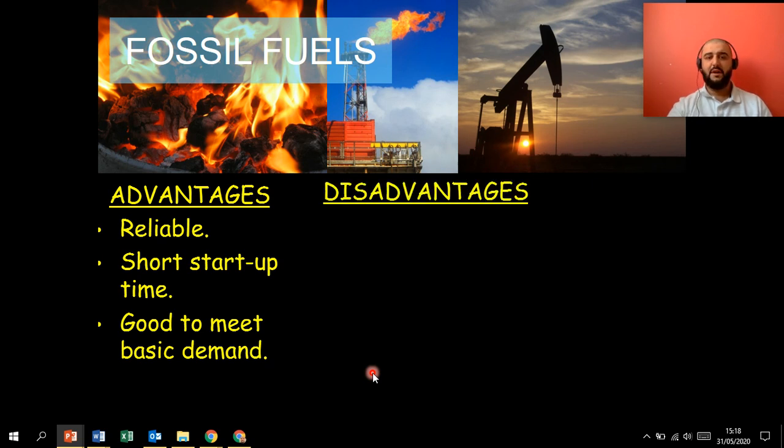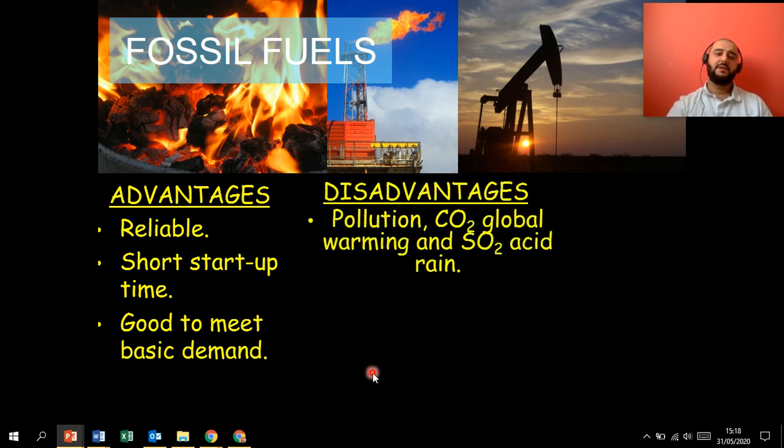And in terms of disadvantages, this is where, as I said, a lot of the 6 mark questions will pop up. So the first two is the emissions of CO2 and SO2. Now, carbon dioxide leads us to talking about global warming. It's a greenhouse gas, so effectively it acts as a heat sink for the atmosphere, for the environment.